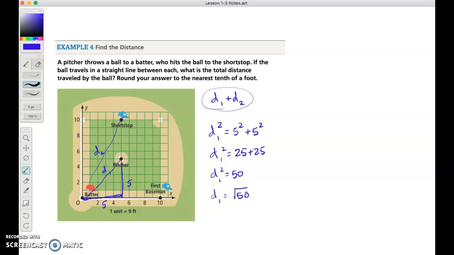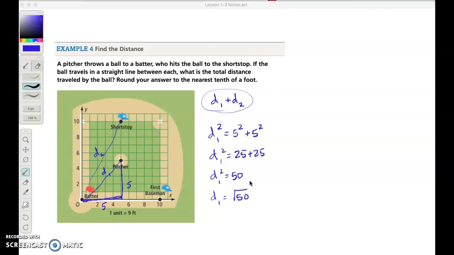Let's see here real quick. I have to grab my calculator and do the square root of 50. Give me a second. So the square root of 50 would be about 7.1. That's 7.1 units, and each unit is 9 feet. So distance 1 would be 7.1 times 9, which is about 63.9 feet. And that's just this distance 1.